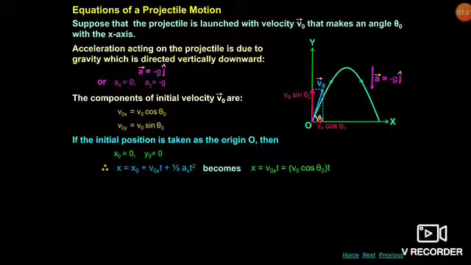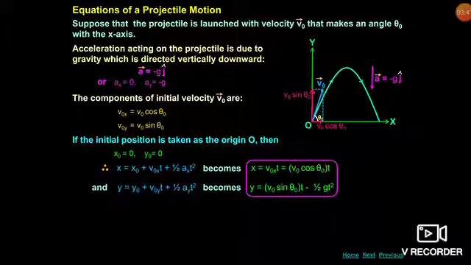We can write x is equal to x0 plus v0x t plus half of ax t square, and if we write x is equal to v0x t, that is velocity along the x-axis, then it will be v0 cos theta naught t. If we write y is equal to y0 plus v0y t plus half of a t square, it becomes y is equal to v0 sin theta naught t minus half of g t square.